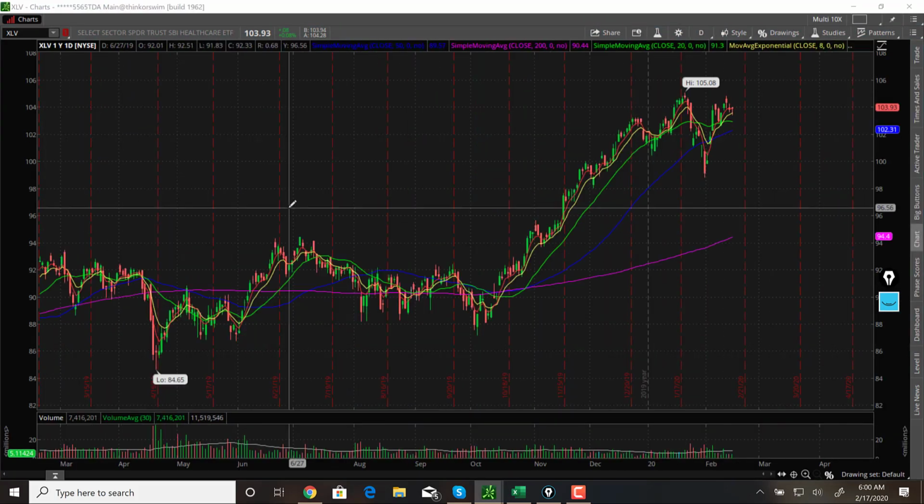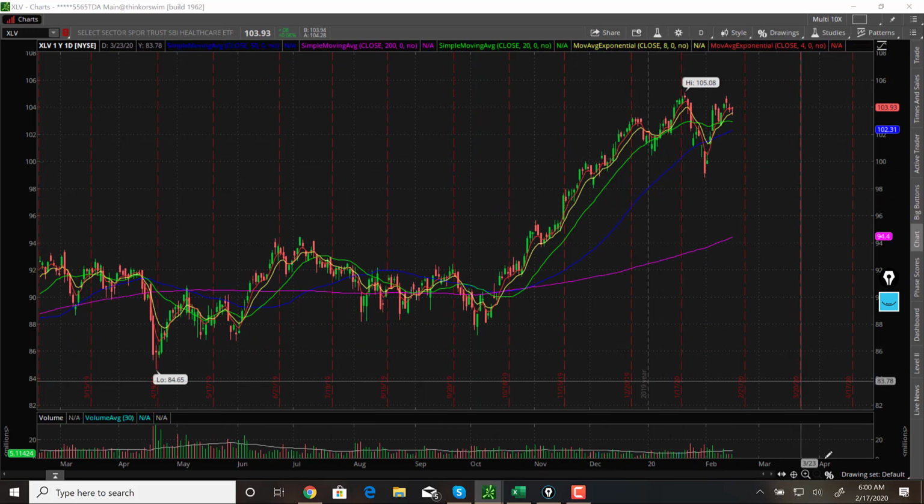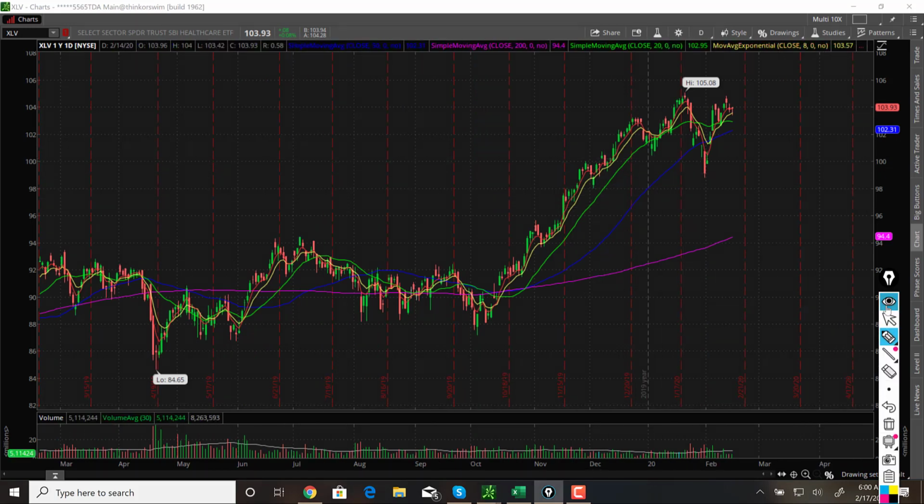Healthcare. This is a 1 as well, and the reason I say that is because the 20 and the 50 are not as angled higher, they're kind of going sideways, and we may be finding resistance around this area. And so I'm going to give it a 1 to 0, because we may just linger in this area for a little bit. So there's a 1 as well.